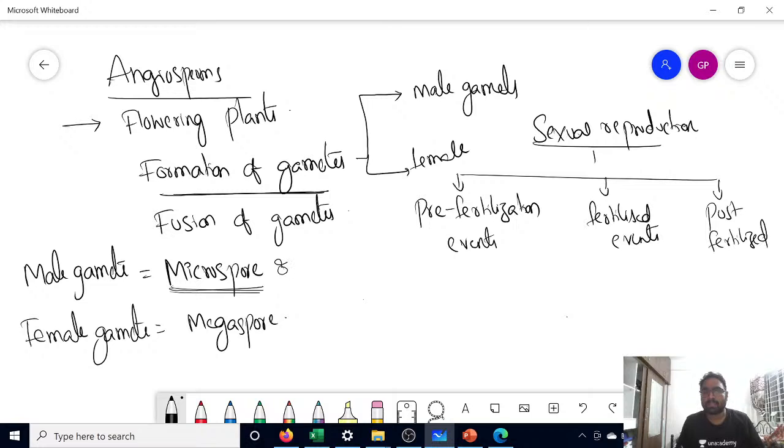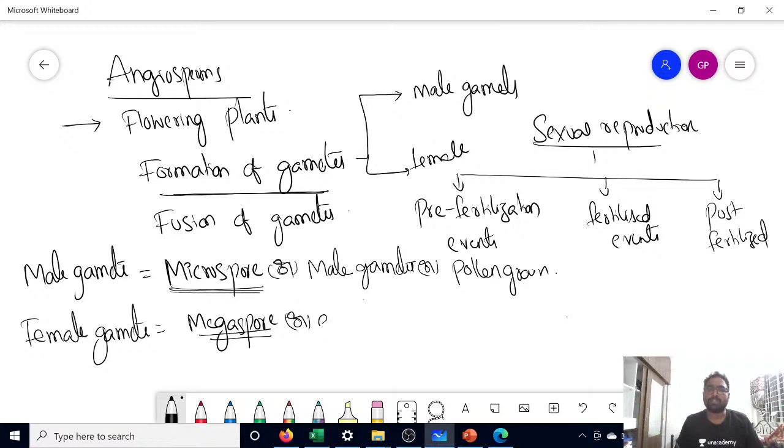Another name of microspore, please write down, is male gamete. And another name of megaspore is female gamete. So microspore is nothing but male gamete. Another name is pollen grain. Megaspore is also called egg.